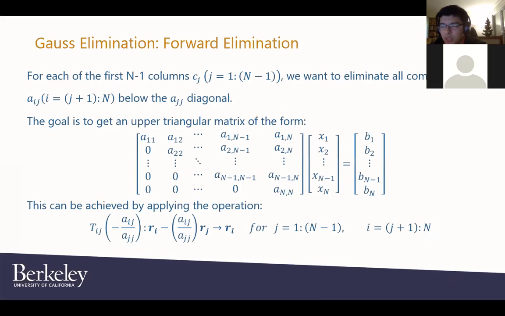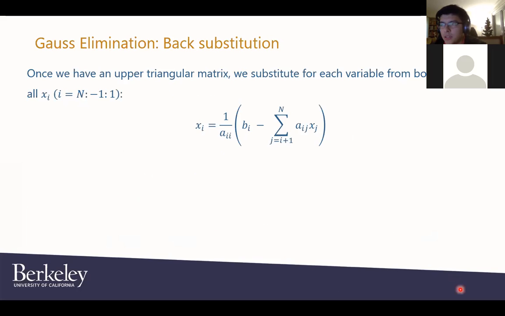Basically, the goal of the first stage is to get this upper triangular matrix. Okay, then we go to the second stage, which is back substitution. That is solving for each variable from bottom up. So here's a formal mathematical expression for that. Again, I think it's better for you to go home and look at it more slowly. We'll go through an example here to make this a little bit more clear.